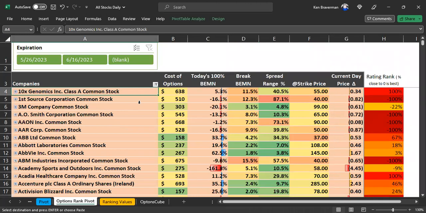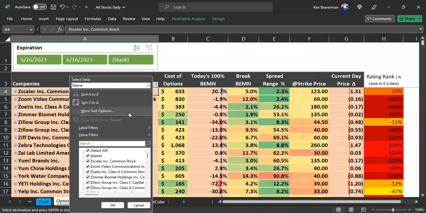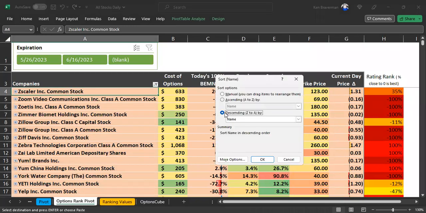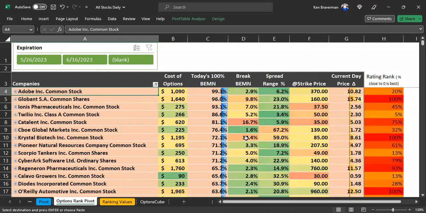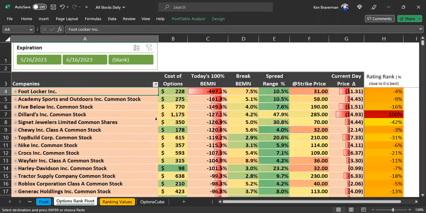Now, the other thing I wanted to talk about was, let's see, more sort options. We're going to sort by the worst companies of the day. No, it's the best companies of the day. We're going to sort by the worst companies of the day, ascending, because we'll focus on those and look for any really good numbers.